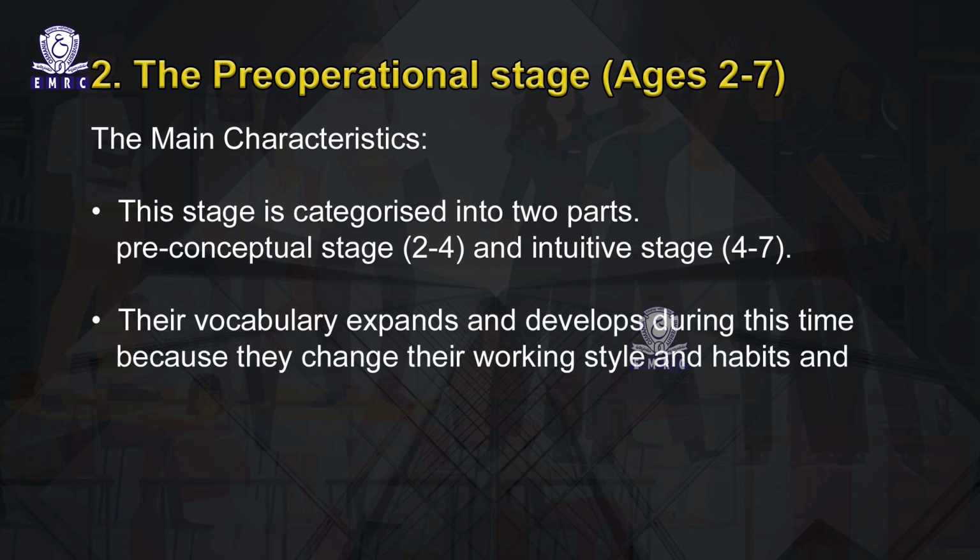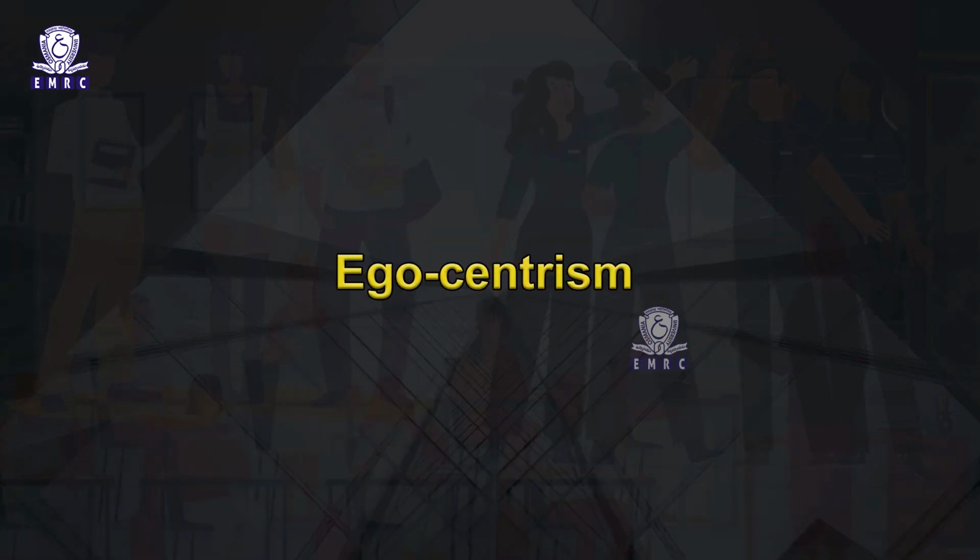The vocabulary of children expands and develops during this time because they change their working style and habits and start behaving like little adults. Some of the other important characteristics of this stage are: first is egocentrism. Egocentrism is one of the main characteristics of the pre-operational stage. Children focus on their perspectives and feel that they are correct. They also believe that others share the same perspective because they think that it is the only perspective that exists.